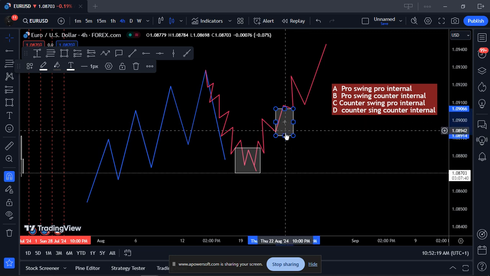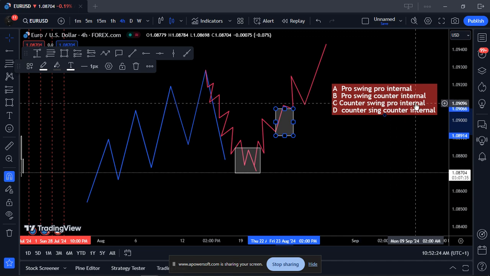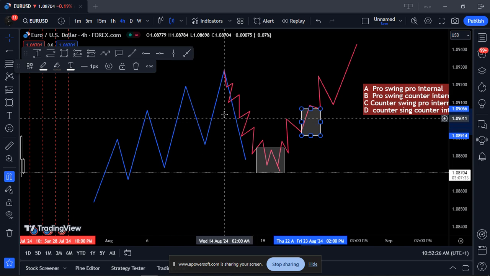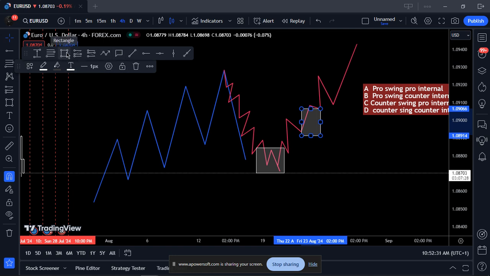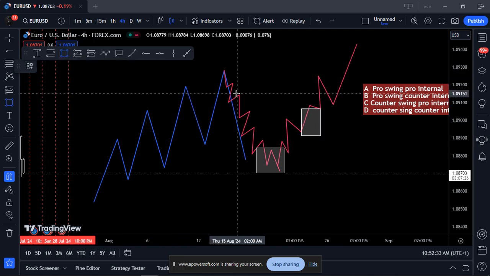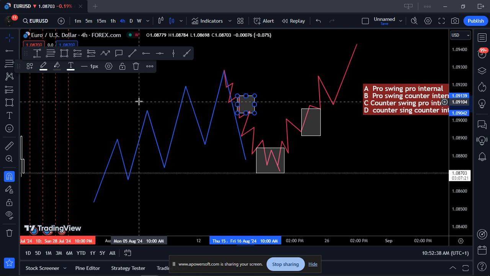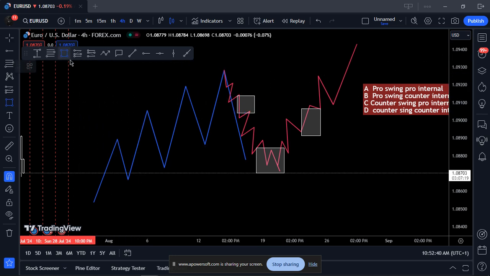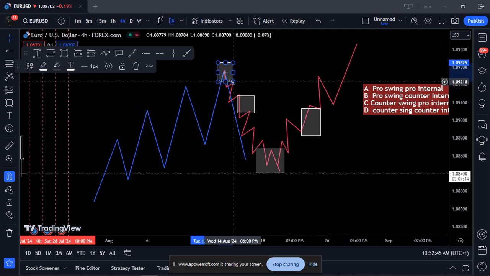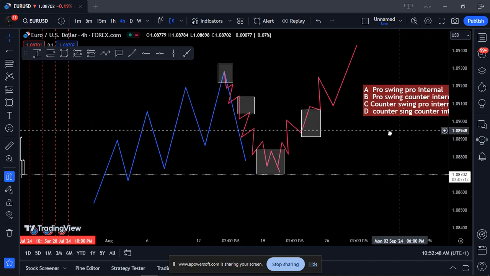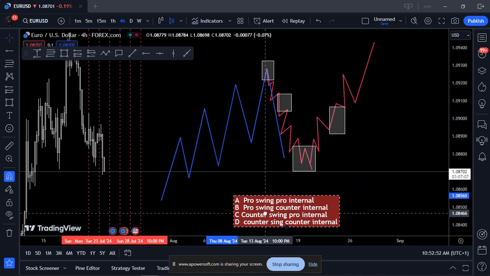Now, this is your A. Now, C is counter swing pro internal, meaning you are trading against the higher time frame but in the direction of the lower time frame. So that would be somewhere here. I'll explain that one as well. Then D. D is counter swing, counter. Pardon me. So let me explain it now.